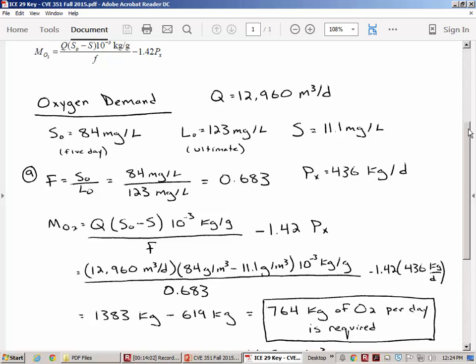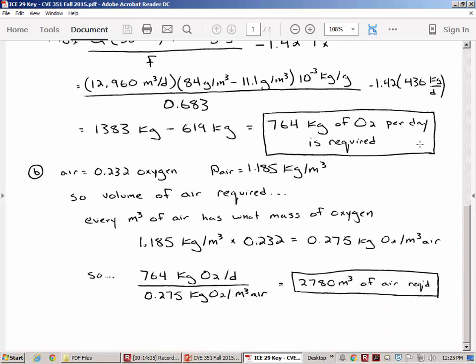Okay, so the final thing is if we're accounting for how much oxygen is in air, this tells us the volume of air that's required. About 2780 cubic meters of air is required. But that assumes perfect transfer. Remember, what we know is aeration. Most of the air that's delivered under the surface is going to make it to the surface and bubble out. And so this is how much volume of air you'd have to add if all of it was being dissolved.